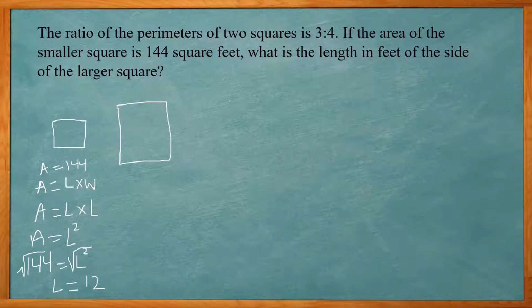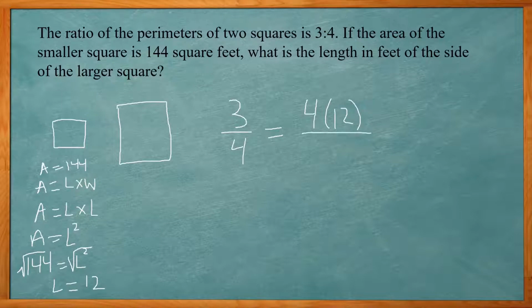Now we can set up our ratio. 3 is to 4. Now we're comparing the perimeters of the two squares. So the perimeter of the smaller square is 12 plus 12 plus 12 plus 12, or 4 times 12. The perimeter of the larger square would be 4 times some unknown. We're going to use x for our unknown. If you look here, we have a 4 on top and bottom, so those actually would cancel out. So that reduces to 12 over x.